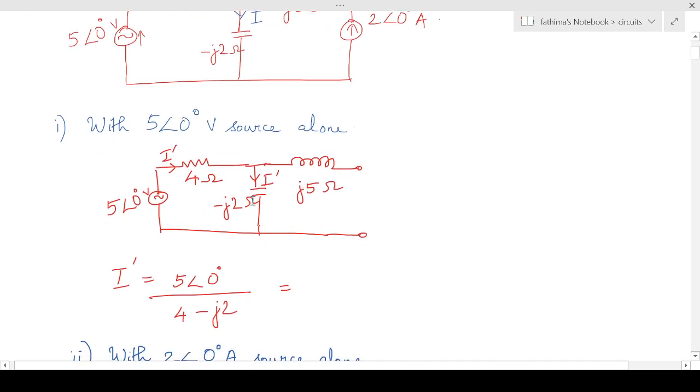Now we have to find the current flowing through J2 ohm. I have marked that current as I dash. So I dash will be equal to 5 angle 0 divided by 4 minus J2. There is no current flowing through this J5 ohm since it is open. So we'll get I dash.